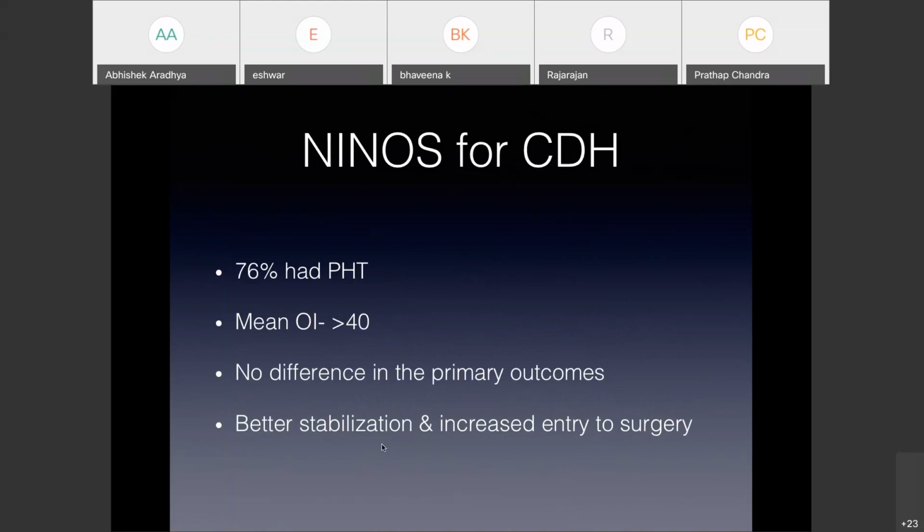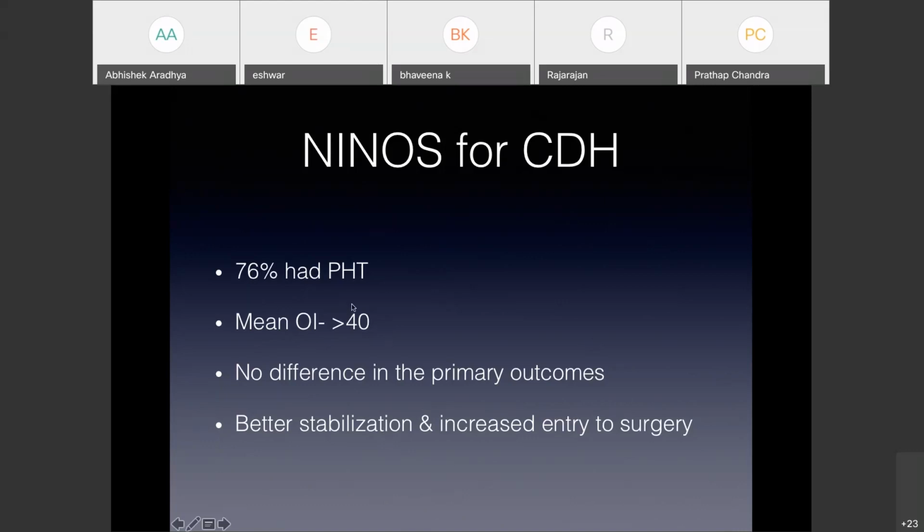Moving on, the NINOS trial also included congenital diaphragmatic hernia, where 76% of them had pulmonary hypertension. But initiation of nitric was at an OI above 40. Therefore, they did not see any difference in the primary outcome, which is death or usage of ECMO. But it also showed better stabilization before the surgery and increased entry to the surgery for these babies with CDH. But here, my friends, if you look at it, they have started at OI of 40 and above.